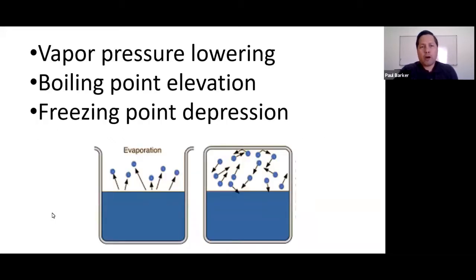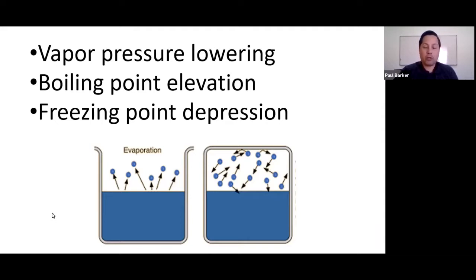Now, what are the three colligative properties? We're going to talk a little bit about each one of these. There's vapor pressure lowering, boiling point elevation, and freezing point depression. For boiling point elevation and freezing point depression, we're actually going to do the calculation to solve for those.